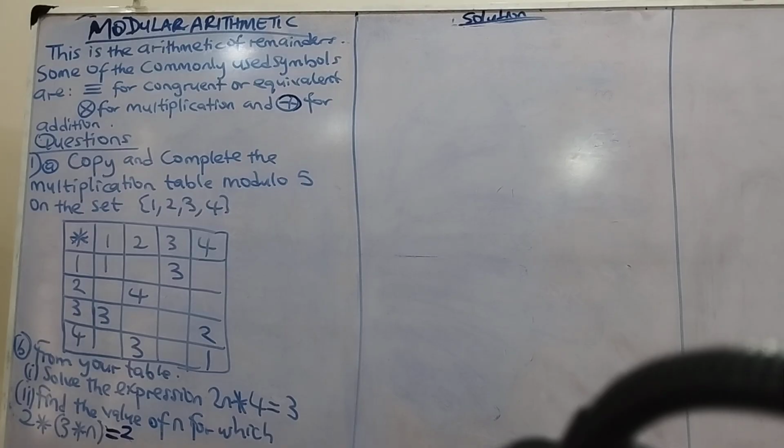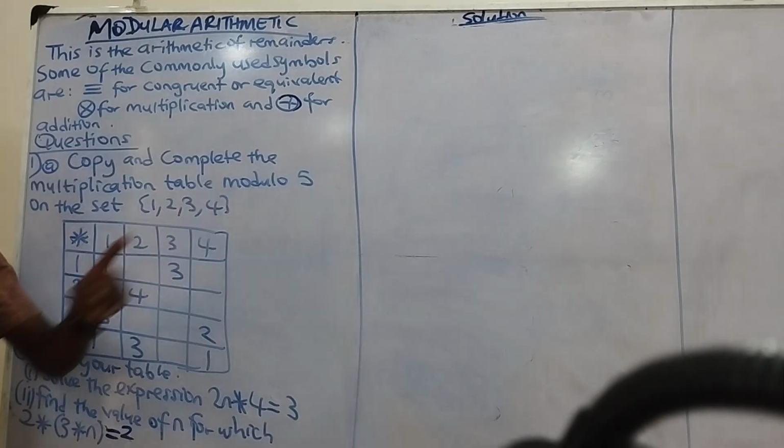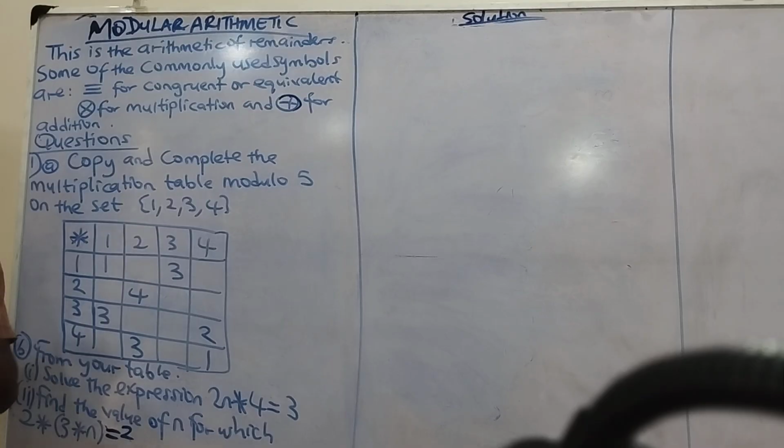So we have a question here. The first question: copy and complete the multiplication table in modulo 5. If you are talking about a given mod, for example, mod 5, the numbers allowed there are the numbers less than 5. For example, mod 5, the numbers allowed are from 0 to 4. Mod 6, 0 to 5. Mod 7, 0 to 6, and so on. But when you are given a question, you have to follow the instruction there.